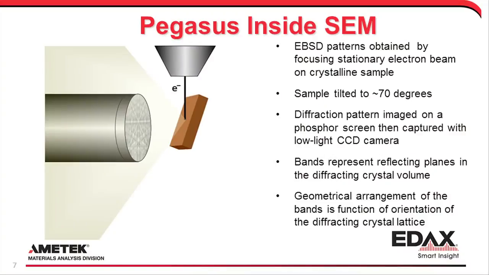And with the EBSD camera, we use the electron beam from the microscope to interact with a material that has lattice planes. The interaction of the electron between the lattice planes, if you will, think of a bouncy ball that goes between planes, they come off and are diffracted onto the phosphor screen of the EBSD camera.